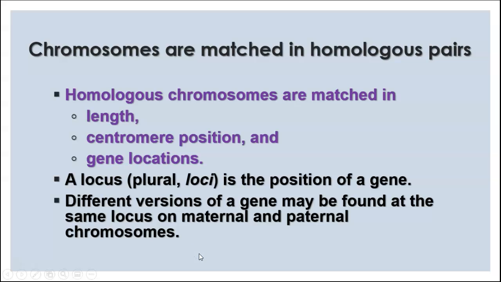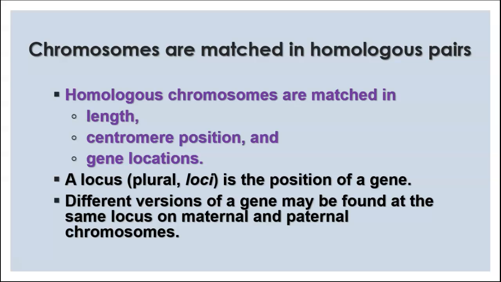The homologous chromosomes, like I said, are matched in length. They're the same length as each other. Their centromeres are in the same locations. Remember, the centromere is where the chromatids attach together when the chromosomes are duplicated, and they match in the locations of the genes. We call the position of a gene on a chromosome a locus, one locus, 2 or more loci.